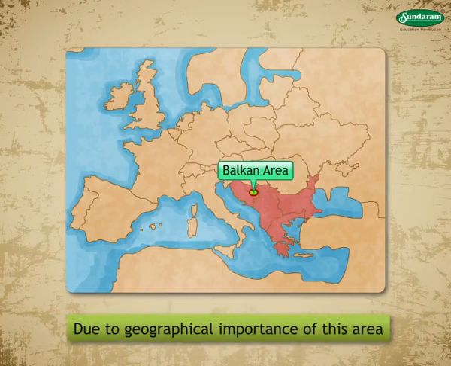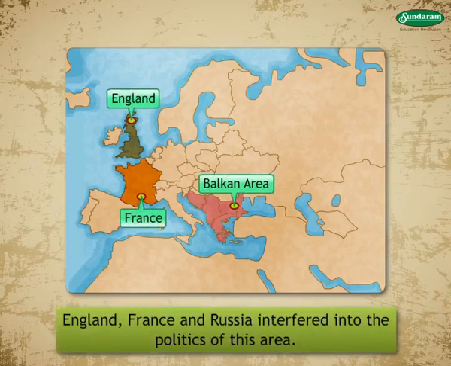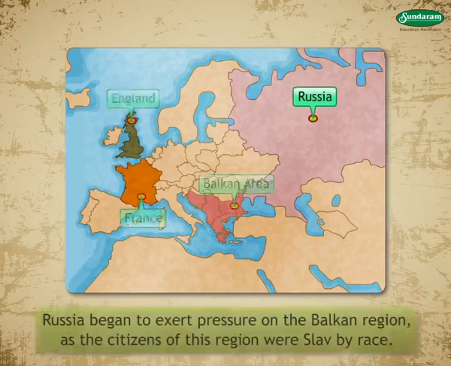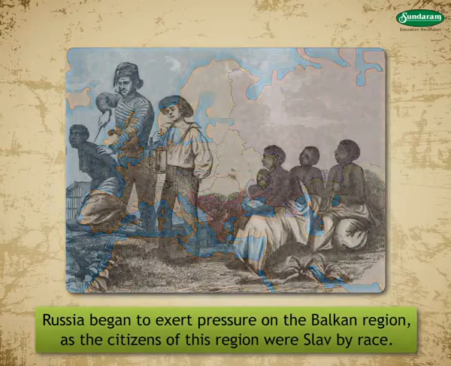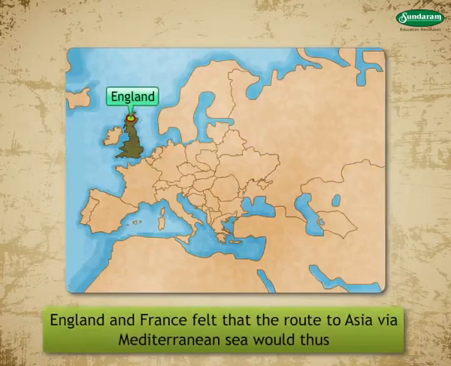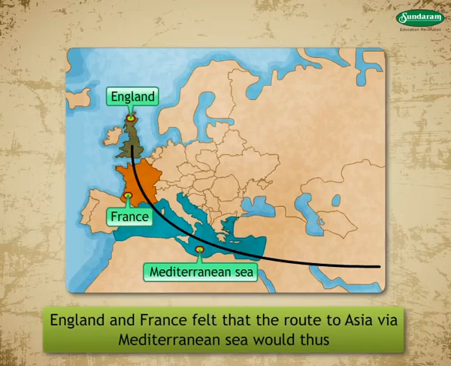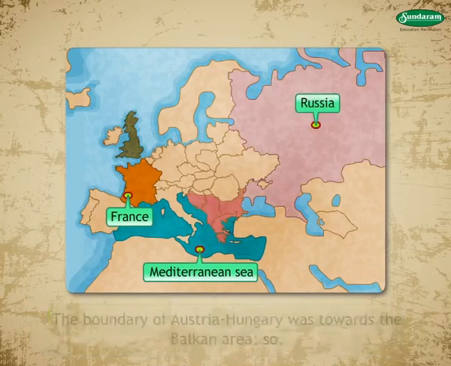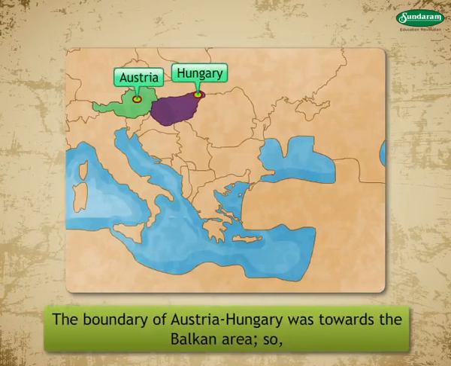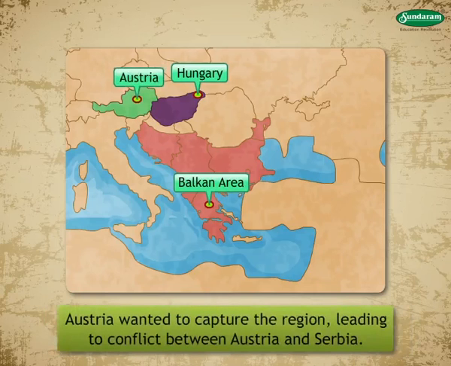Due to geographical importance of this area, England, France and Russia interfered in the politics of this area. Russia began to exert pressure on the Balkan region, as the citizens of this region were Slavs by race. England and France felt that the route to Asia via the Mediterranean Sea would thus be endangered if Russian power was established in the Balkans. The boundary of Austria-Hungary was towards the Balkan area, so Austria wanted to capture the region, leading to conflict between Austria and Serbia.